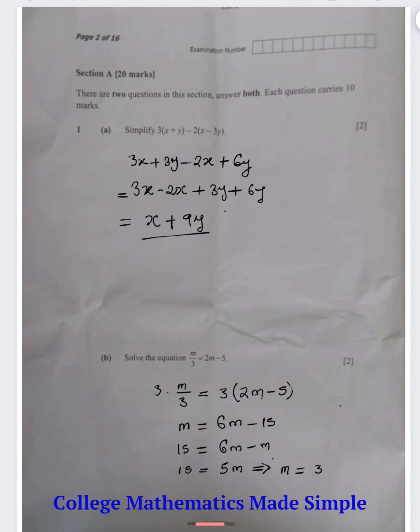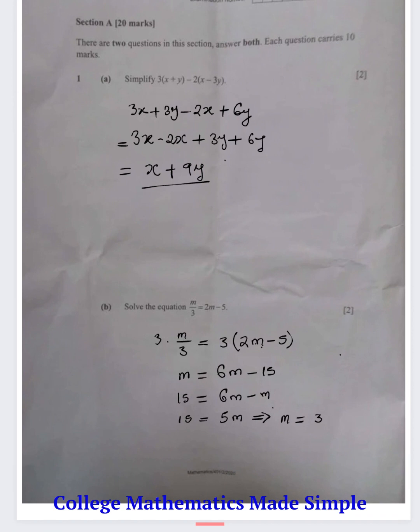Simplify 3 into that sum minus 2 into that difference. So the first step is to expand. So we have 3x plus 3y minus 2x. This is going to be plus, that is negative 2 multiplied by negative 3y, which is 6y. Like terms together, so 3x minus 2x is x, and 3y plus 6y is 9y. And the answer is x plus 9y.